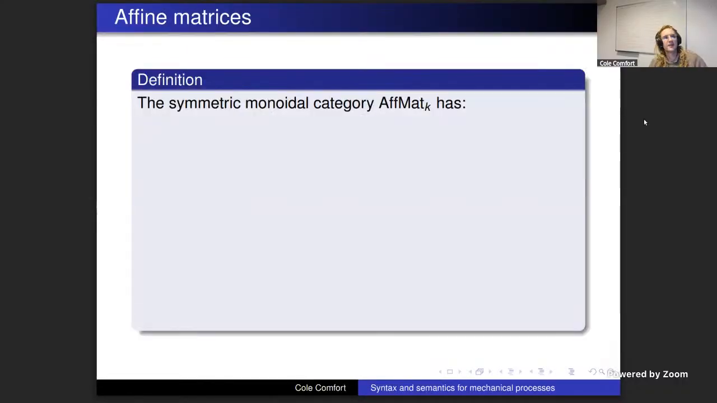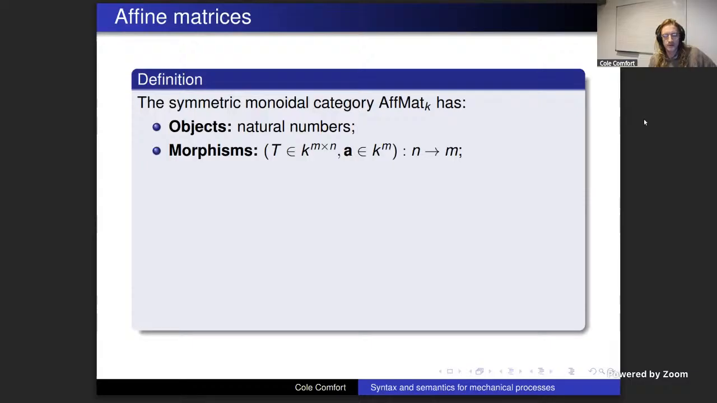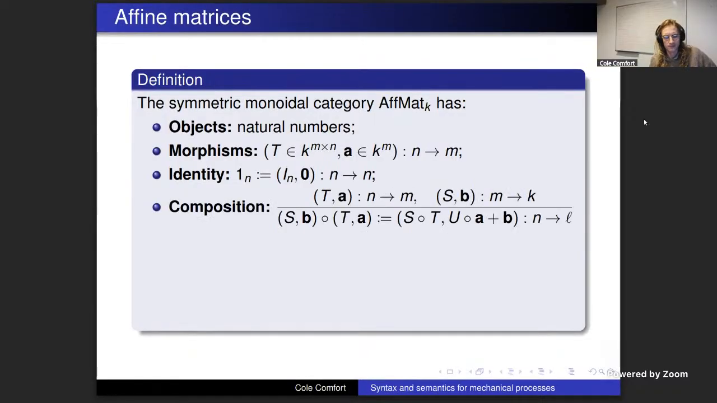To start, I'm going to talk not about matrices, but about affine matrices, because I see them as the basic building block of linear algebra. If you take a field K, then the category of affine matrices has objects the natural numbers, and morphisms are pairs. The first part of the pair is a matrix, and the second part is a vector, which is the affine shift. The identity is just the identity matrix and shifting by the zero vector.